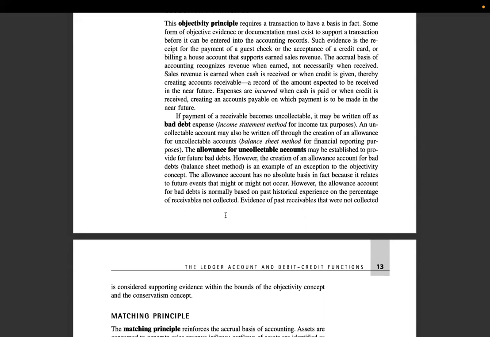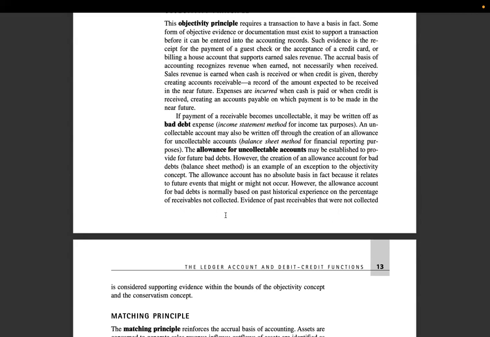If payment of a receivable becomes uncollectible, it may be written off as bad debt expense, income statement method, for income tax purposes. That means there's no paperwork supplied by your business partners, am I right? You have to produce your own documents. The documents say this needs to be written off. Does that make sense to you?